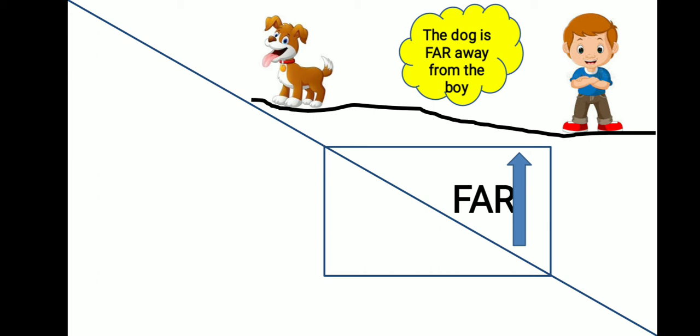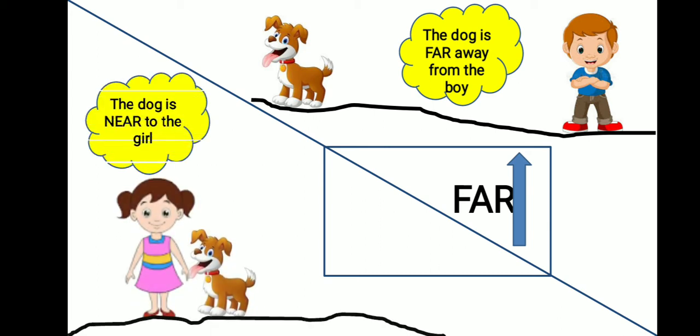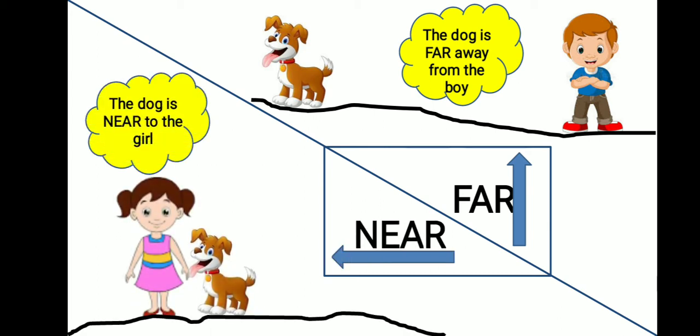Now see the next picture. The dog is near to the girl. This dog is away from the boy, and this dog is near to this girl.